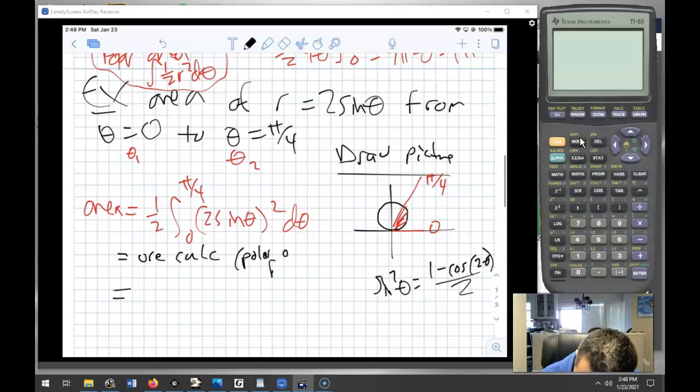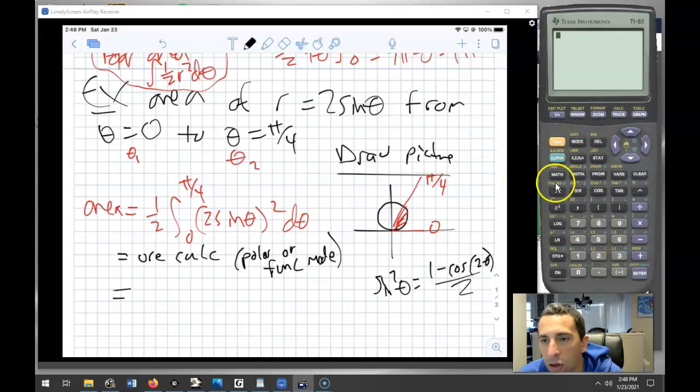I mean, if you're feeling spicy, I guess you can be in parametric mode. But the mode that you choose for an integral is irrelevant, right? It doesn't matter. So when I go ahead and do this integral, I'll put the 1/2 here, but I could have just put it in front too.